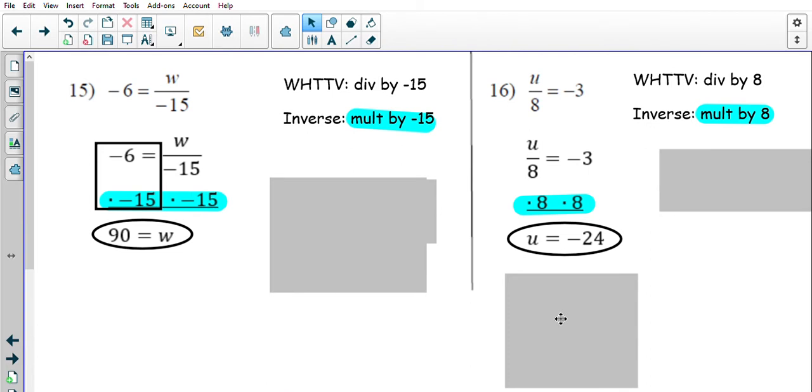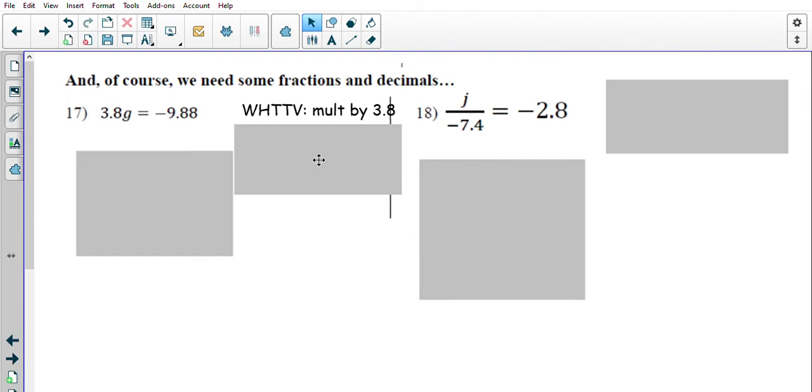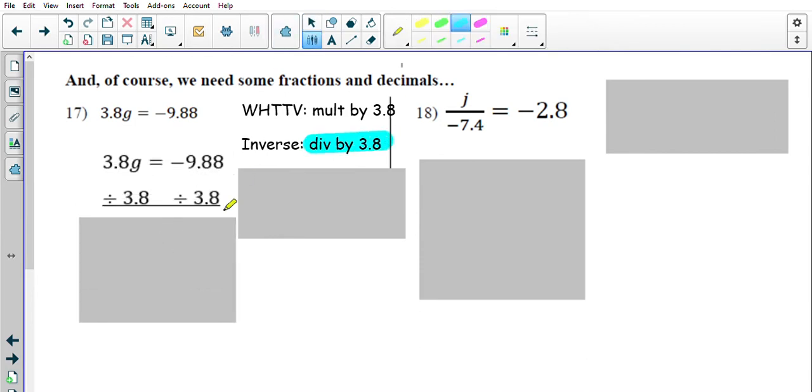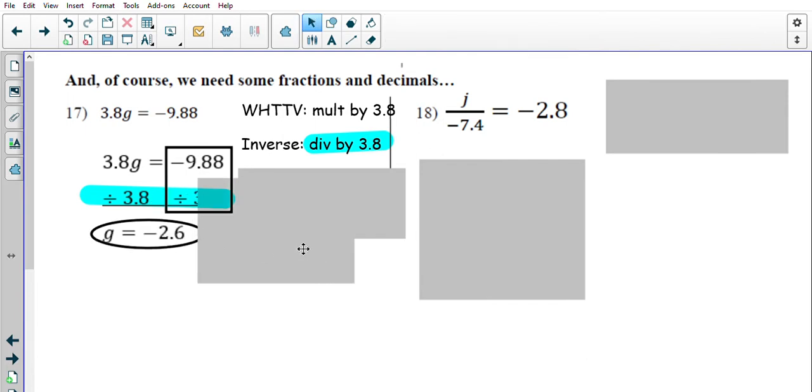All right, so we do have to mix in some decimals and fractions. So our remaining questions, please make sure for sure you have a calculator handy because you'll want to double check these in the calculator. So number 17, 3.8g equals negative 9.88. What's happening to the variable is we're multiplying by 3.8. The inverse of that is to divide by 3.8. So let's show that on both sides. What you're going to plug into your calculator to get your solution is negative 9.88 divided by 3.8. Remember, division isn't commutative, so do those in the correct order. We will get a solution of g equals negative 2.6.